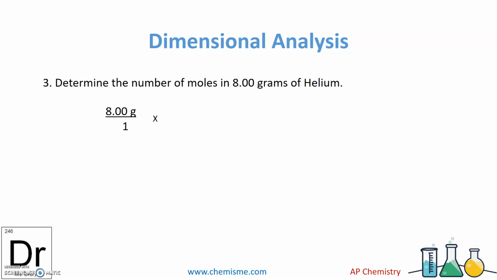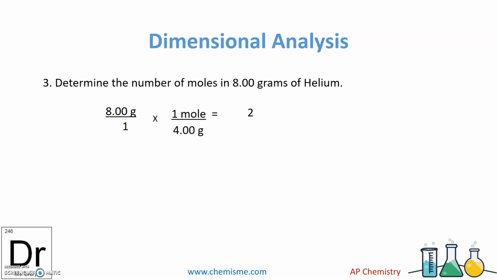This time the fraction's denominator is going to have grams in it because we want the grams to be catty-cornered from each other. And we want to say how many grams are equal to a mole. I had looked up helium, it weighs 4 grams per mole. So again, the numerator and denominator are equal to each other. A mole is 4 grams. The grams are catty-cornered from each other. So what that means is we're going to divide 8 by 4, and we're going to get 2 moles.